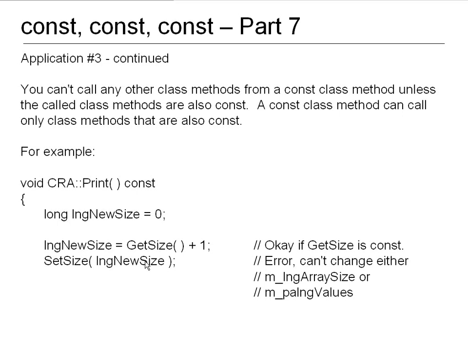However, we can't call setSize because setSize is definitely not const. It's going to be allocating memory and changing a pointer and a long variable, and because it's going to be changing that, we can't declare it as const. Therefore, you cannot call setSize from the const print method.